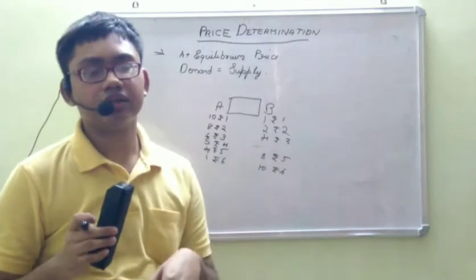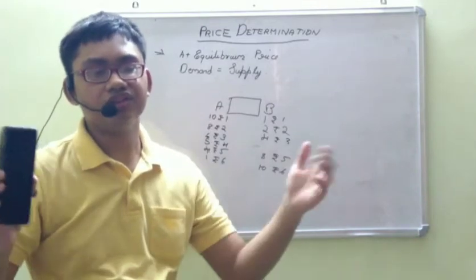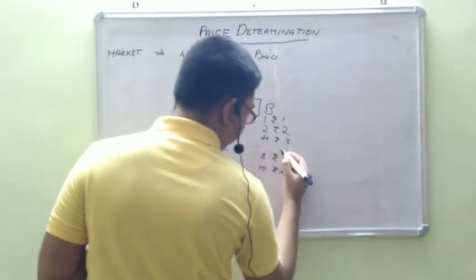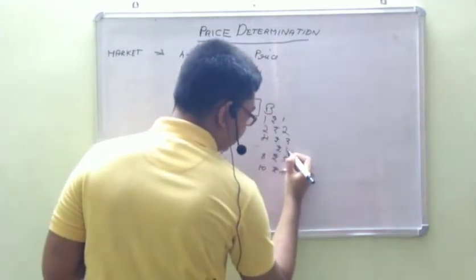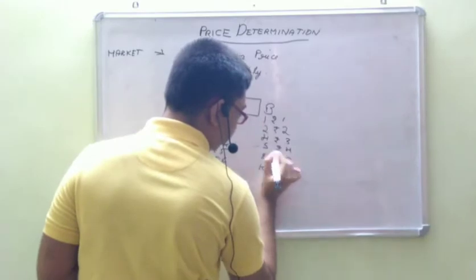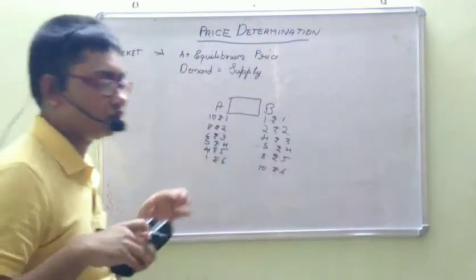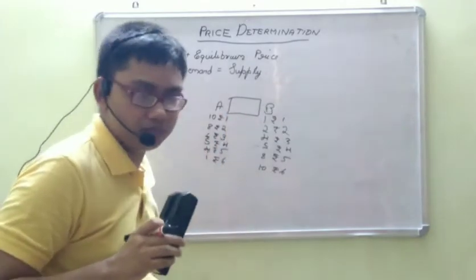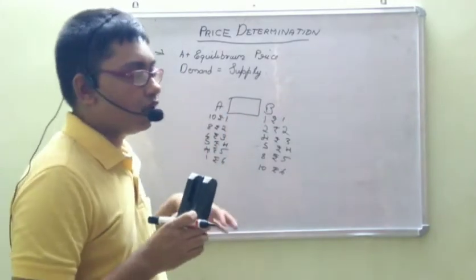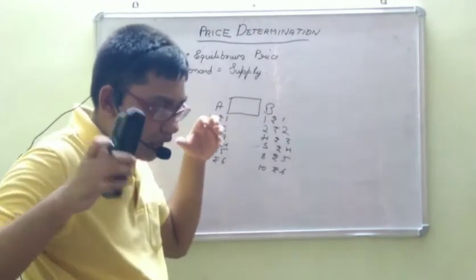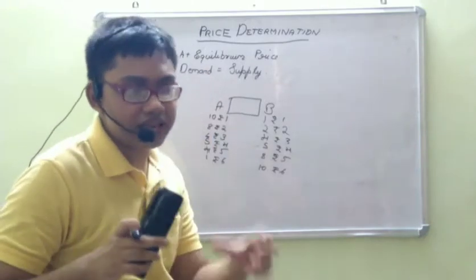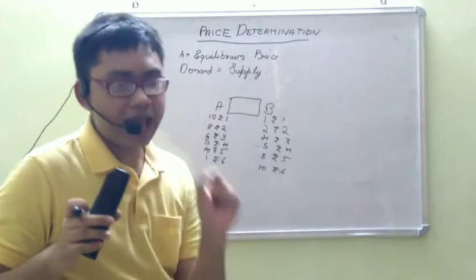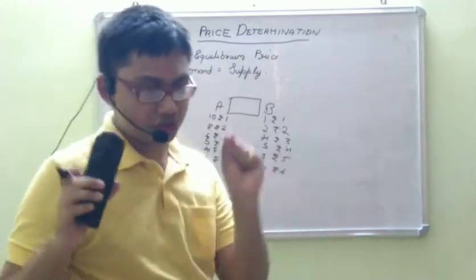And the seller says, okay, I will sell you 5 units at rupees 4. He also says he will sell you 5 units at rupees 4. This is the demand schedule of the buyer and this is the supply schedule of the seller. And they are agreeing to sell and buy 5 units of the commodity at rupees 4 each.